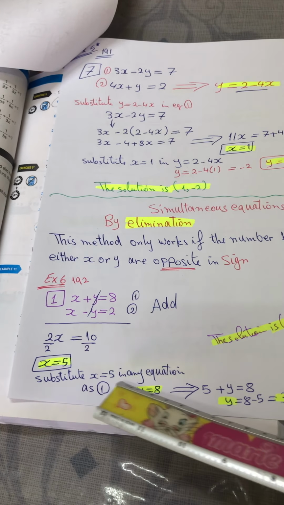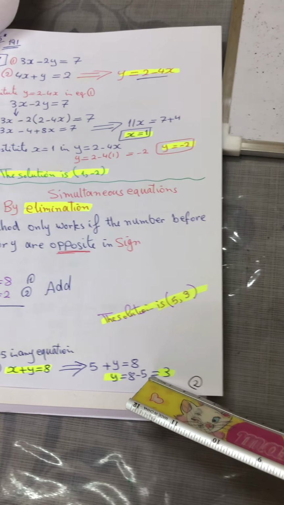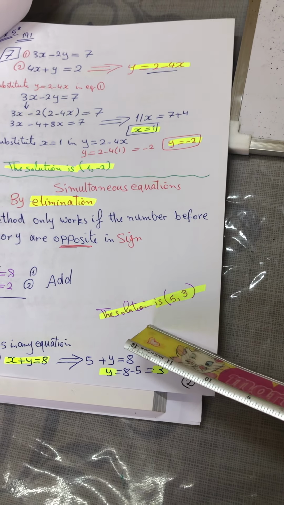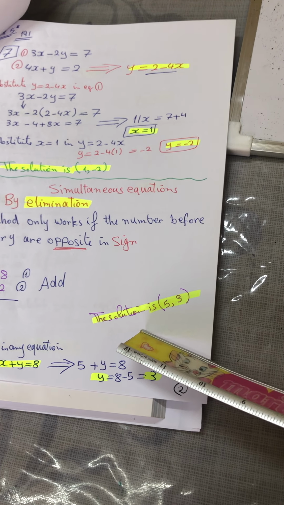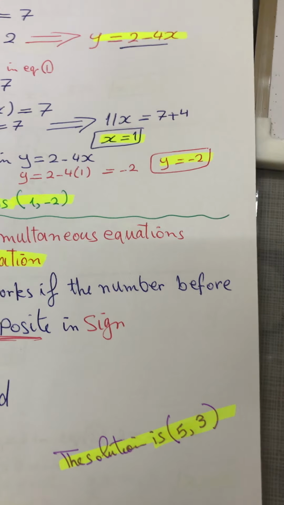I substitute x equal 5 here in x plus y equal 8. So I'll get y equal 3. The solution is, start with x and then y. So the solution is 5 and 3, as you see here.